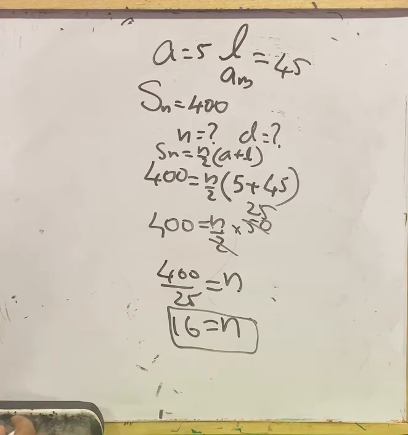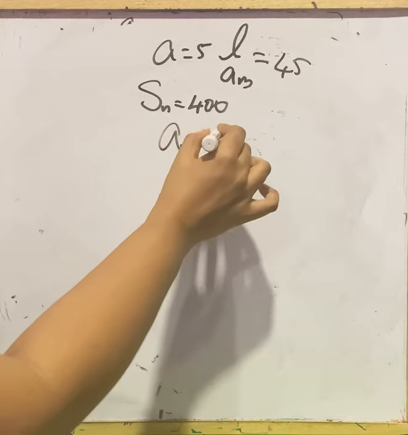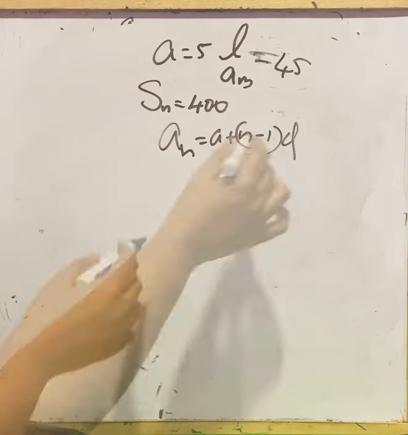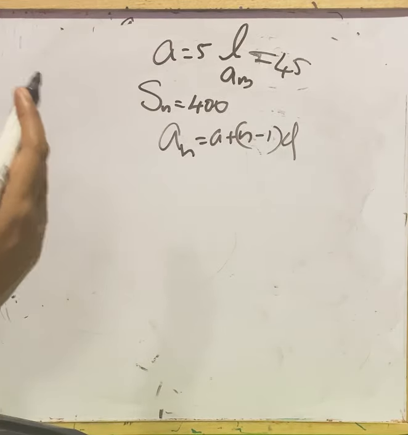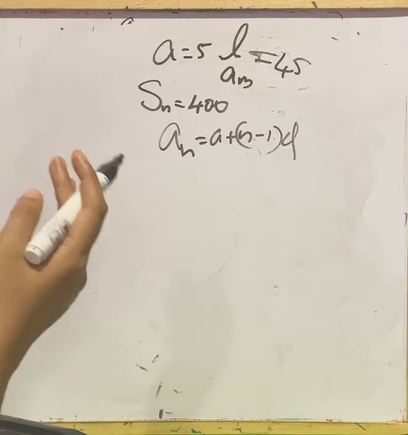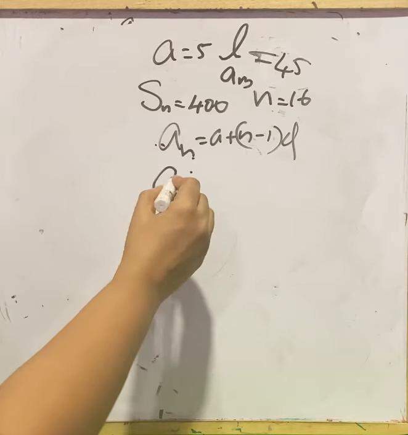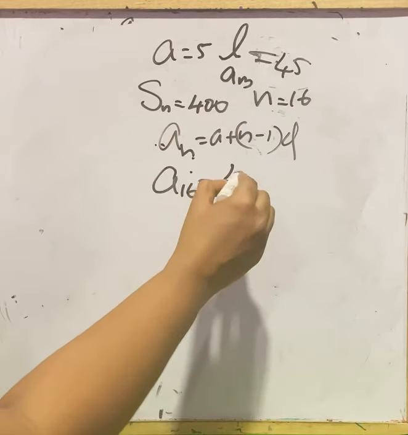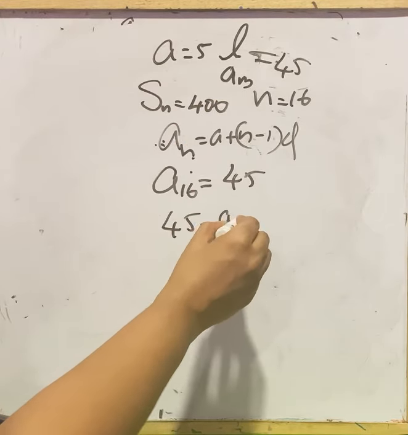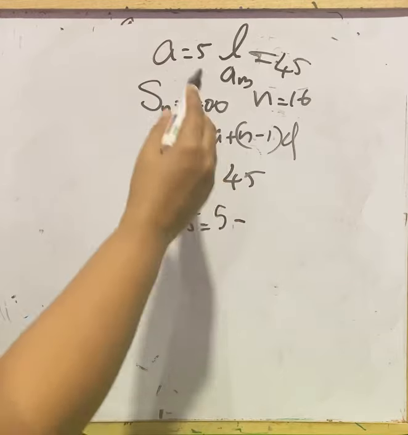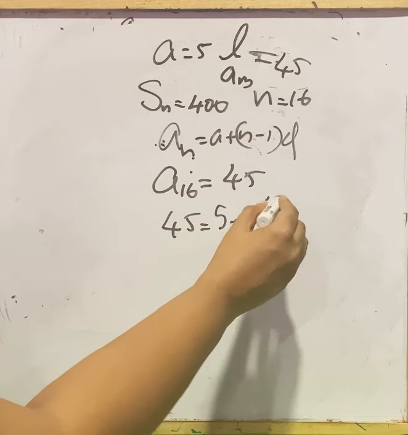Now we know n. Next we have to find d. For that we will take an = a + (n - 1) d. Here in the place of an we will take 45. We know the nth term is 45. It is also the last term and we got the number of terms is 16. So an means a16 equal to 45. So here we will write 45 equal to a, we know 5, it is given in the question, 5 plus n is 16, 16 minus 1, 15 into d.